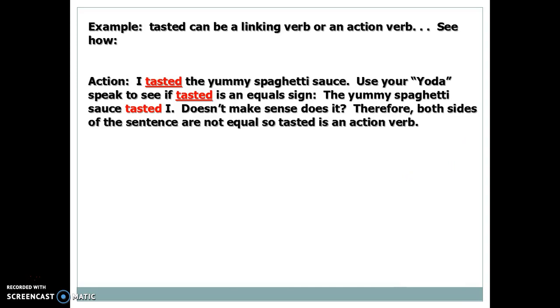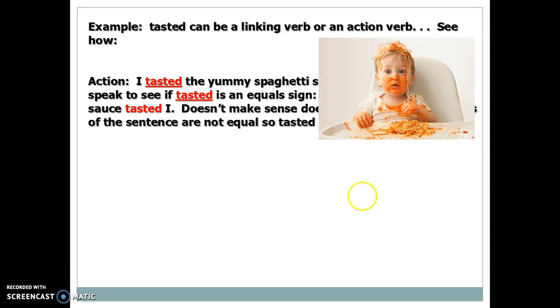I tasted the yummy spaghetti sauce. Use your Yoda speak to see if tasted is an equal sign. The yummy spaghetti sauce tasted I? Whew, that doesn't make sense. If your spaghetti sauce is tasting you, that is not a good thing. Therefore, both sides of the sentence are not equal, so tasted is an action verb.